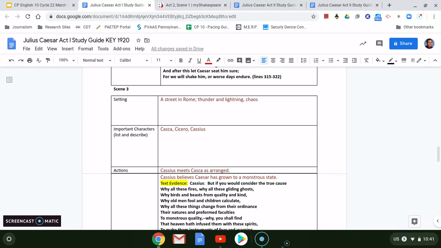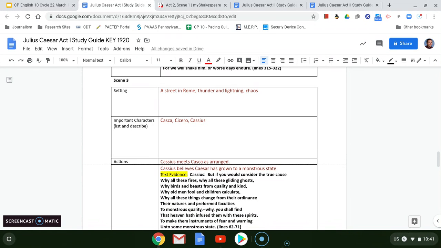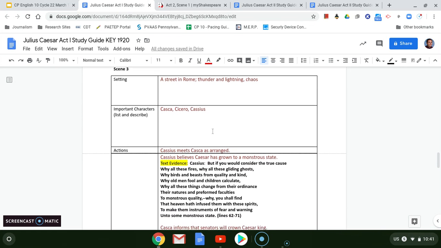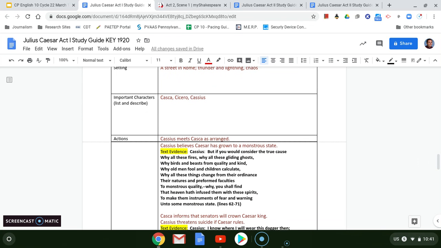So then it's a street in Rome, there's thunder and lightning, and you need to understand that Shakespeare uses the weather to foreshadow chaos and bad things. This didn't necessarily happen. This is something that Shakespeare is adding to the drama to build up the suspense, to emphasize that things are going wrong in the city. All right, and so here you have some conspirators, Casca, Cicero, and Cassius. Basically, anybody's name that begins with a C other than Caesar is against Caesar and is one of the conspirators.